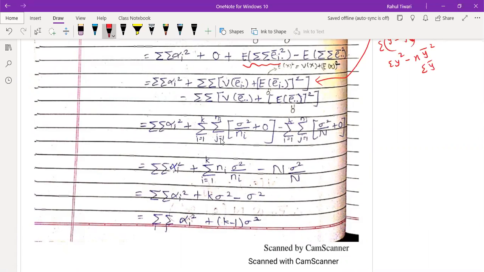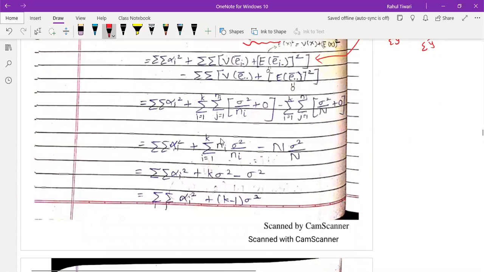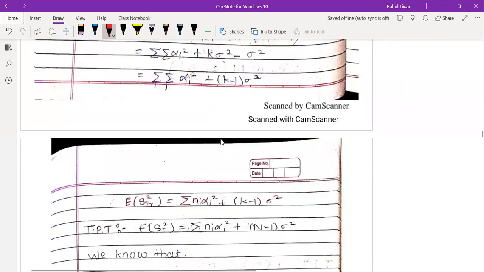What is this quantity? This gets cancelled. Summation is independent, so k times sigma square. Here we are left with sigma square. This difference is k minus 1. And summation over j is independent. So n i alpha square plus k minus 1 times sigma square. Hence, one can prove it. So hence it is proved.